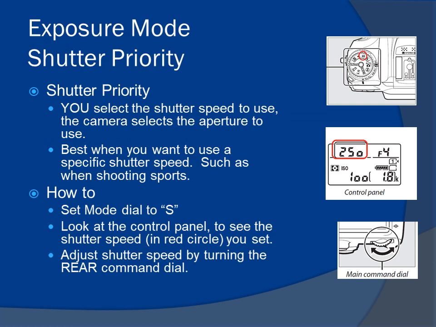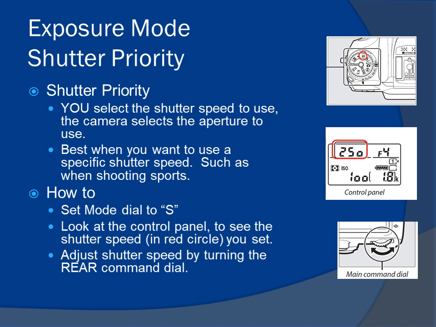Exposure mode shutter priority. You select the shutter speed to use, the camera selects the aperture to use. Best when you want to use a specific shutter speed, such as when shooting sports. For instance, when shooting sports, I set it to 1600.